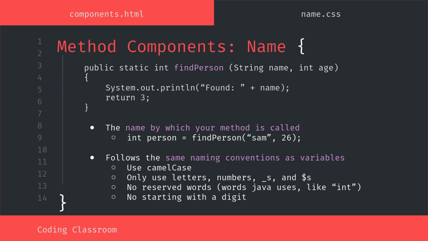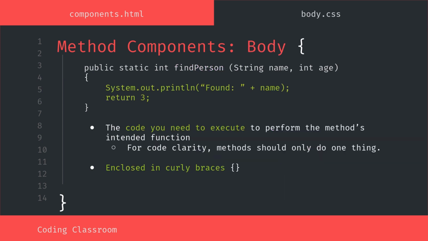The method name is how you reference the method in your program. It should follow camel case convention, e.g. findPerson. Avoid starting with digits or using special characters other than underscore or dollar sign. Be descriptive and concise to clearly indicate what the method does. The body of a method contains the logic that performs the method's task. For clarity, a method should focus on one specific task. For example, public static int add(int a, int b), return a + b. This method adds two numbers.